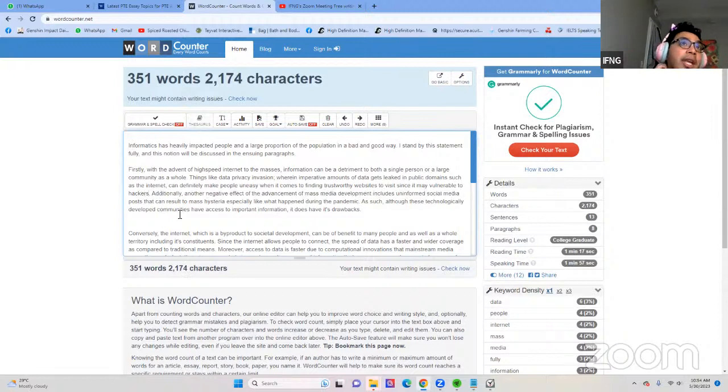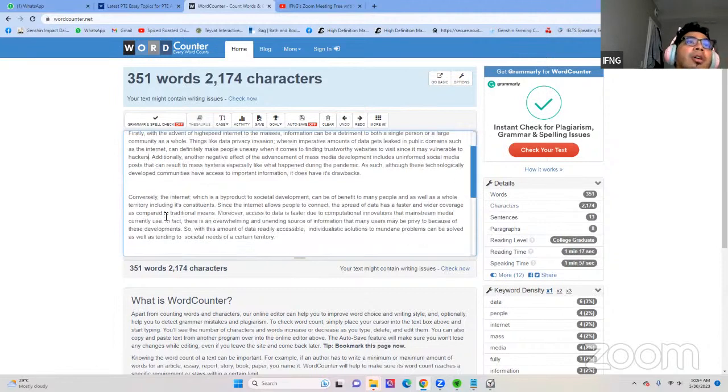Additionally, another negative effect of the advancement of mass media development includes uninformed social media posts that can result in mass hysteria, especially like what happened during the pandemic. As such, although these technologically developed communities have access to important information, it does have its drawbacks. We closed it already, right?